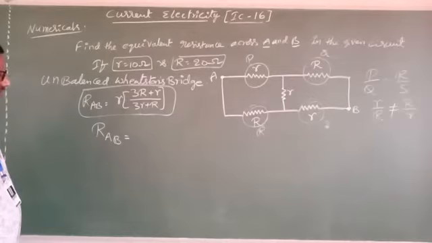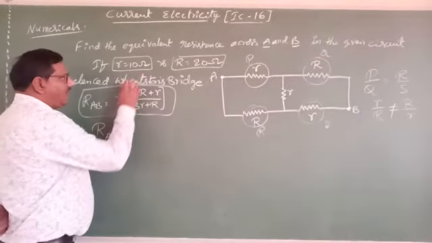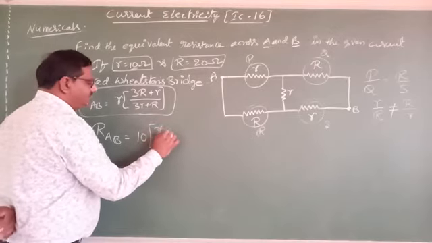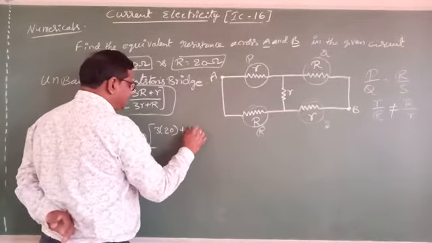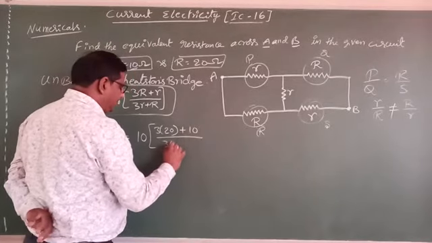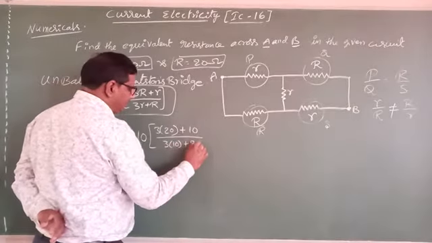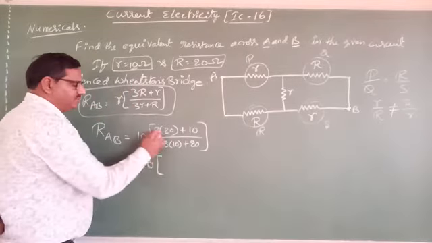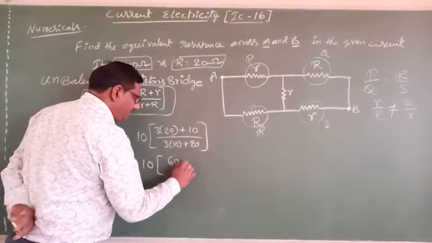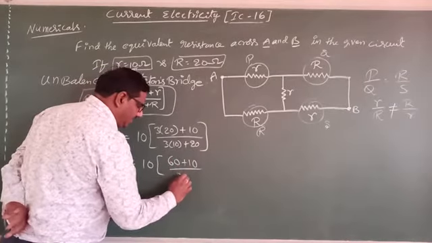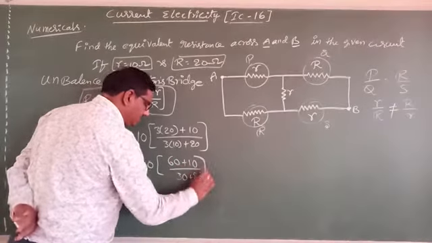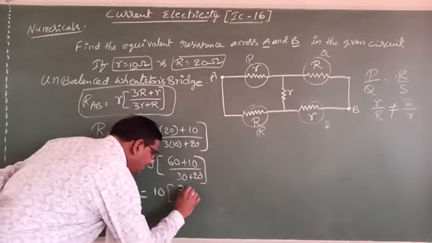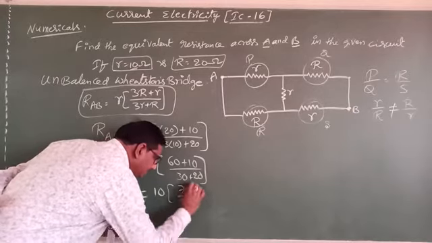Along the circuit, RAB equals R. What is the R value? 10. So it is 10 into 3 into 20 plus 10 by 3 into 10 plus 20. Now how much is it? It is 10 into 3 twenties are 60 plus 10 by 30 plus 20. That is 10 into 70 by 50.